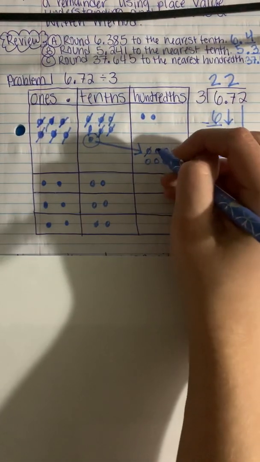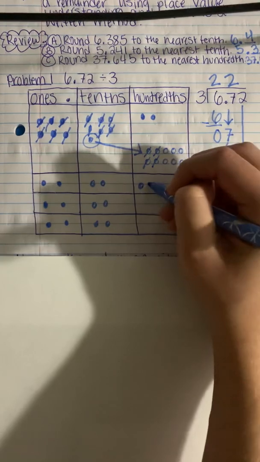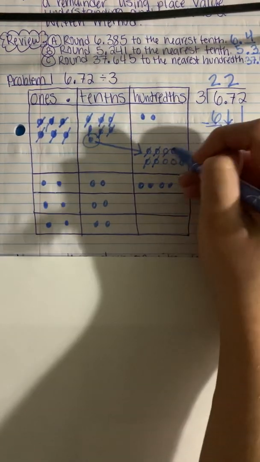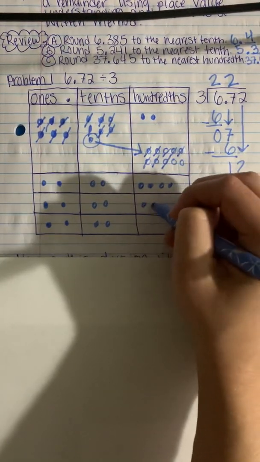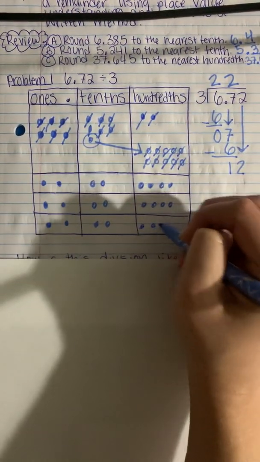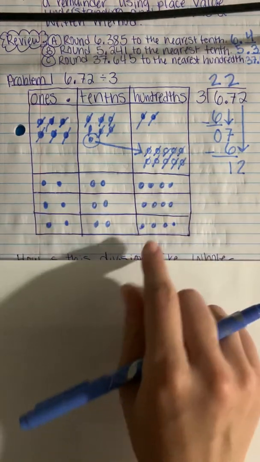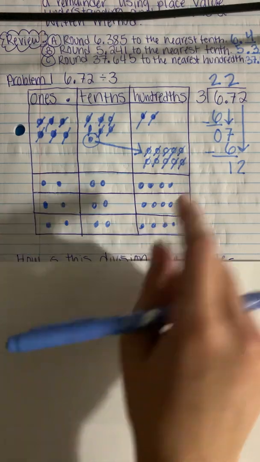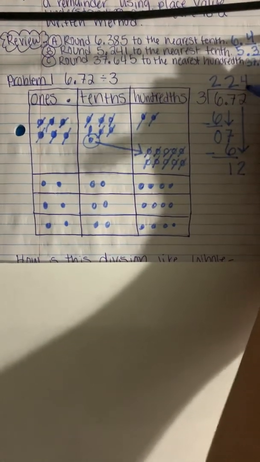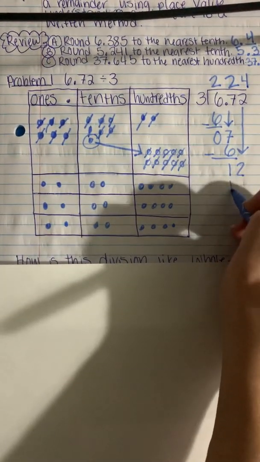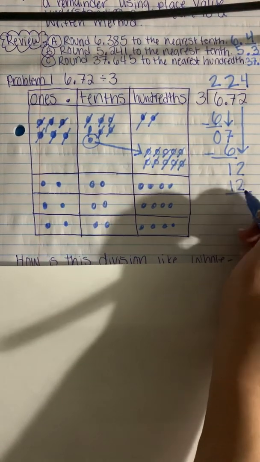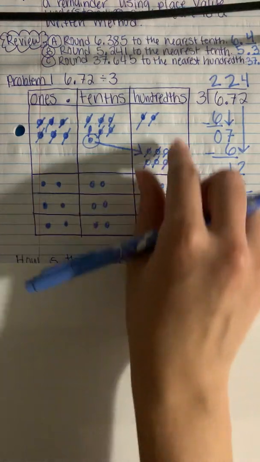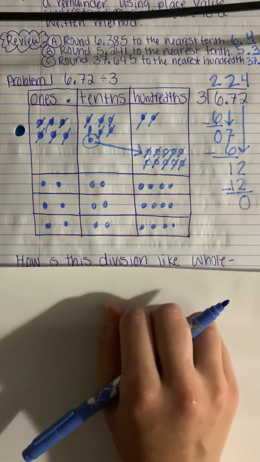So let's make sure this works. 1, 2, 3, 4. 1, 2, 3, 4. 1, 2, 3, 4. I just shared all of my hundredths with these 3 groups down here, and I'll record 3 goes into 12 4 times. 3 times 4 is 12, and when I subtract, I don't have anything left to share. And that's true up here too. I don't have anything left to share.